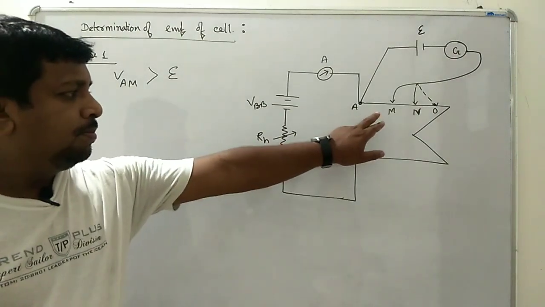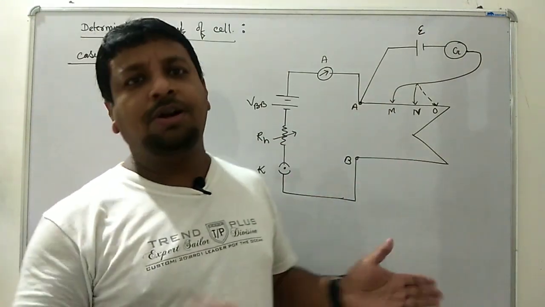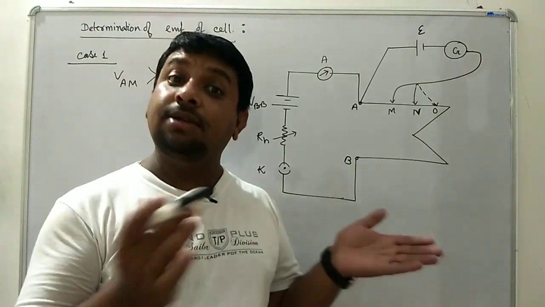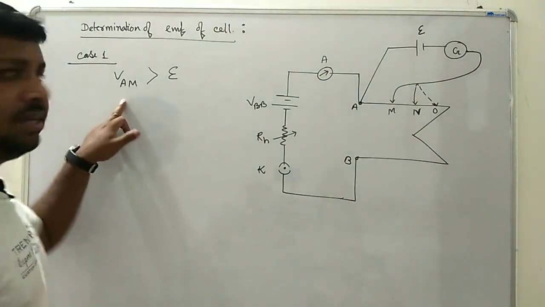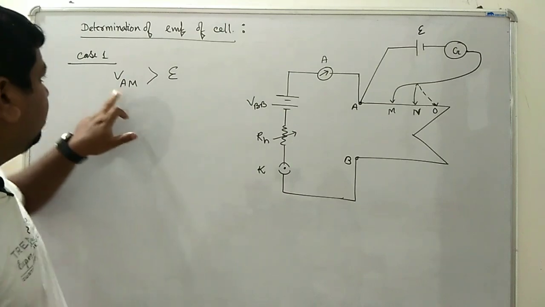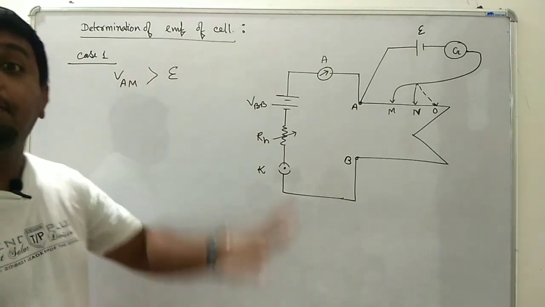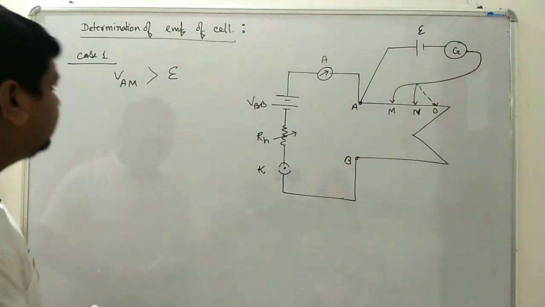When the Jockey starts at the point M, the galvanometer shows a deflection. It can be left side or right side. Suppose it shows deflection on the left side. Then we can say, we can assume, that the potential difference between A and M, that is VAM, is less than the EMF of the cell E.